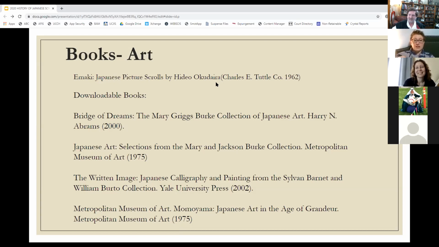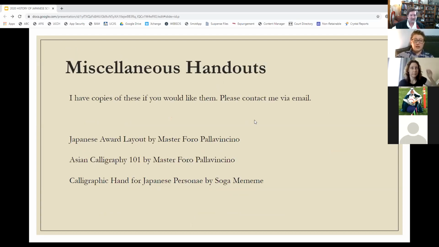Now, there are some downloadable books, which I recommend, all of these. They are fantastic for examples, so if you need more examples, these are great. And then these are some handouts that I have found that are really useful. There's two by Master Foro Pallavicino on Japanese word layouts and Asian calligraphy. And then I want to talk about calligraphy in general.